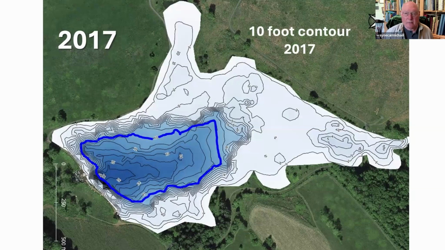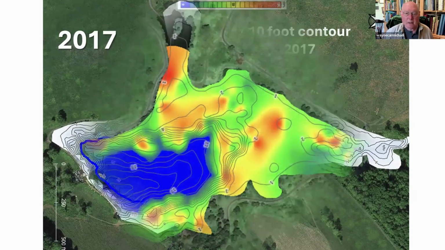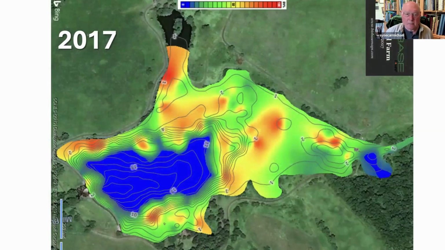And initially, this is what the 10-foot contour line looks like in 2017, keep in mind. But the macrophyte profile looked like this, the weeds. The darker colors, the reds and the oranges, all the way up to almost 100% coverage. Only the blue areas had open water. So we wanted to affect a removal of that macrophyte population. And of course, part of that is removing the sediments.